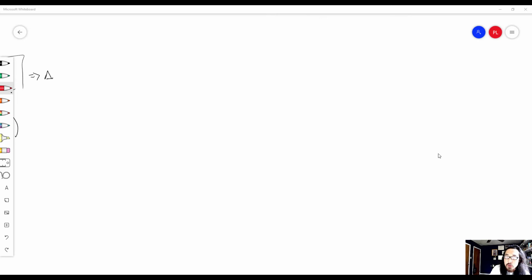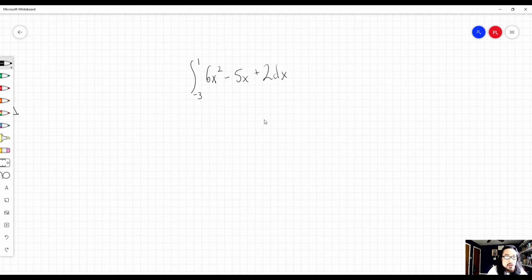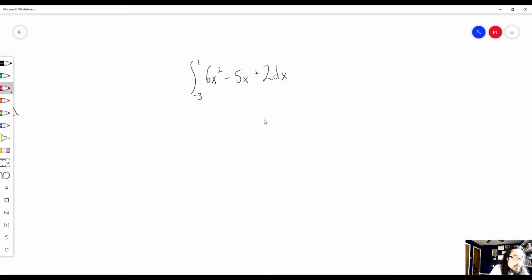All right, so the first one, we have an integral from our lower bound of -3 to 1, and our function is 6x squared minus 5x plus 2 dx. All right, so let's take the integral of this. Now, once again, I'm going to try to go through this step by step at first. So I'm going to do that with red.